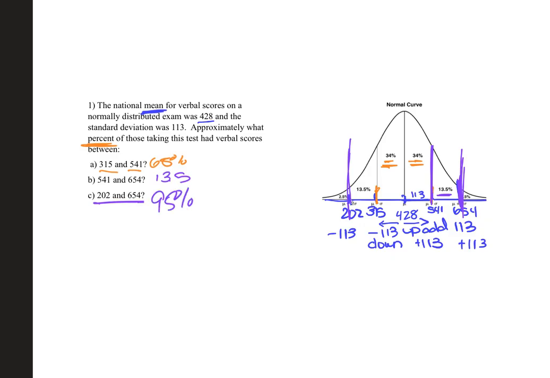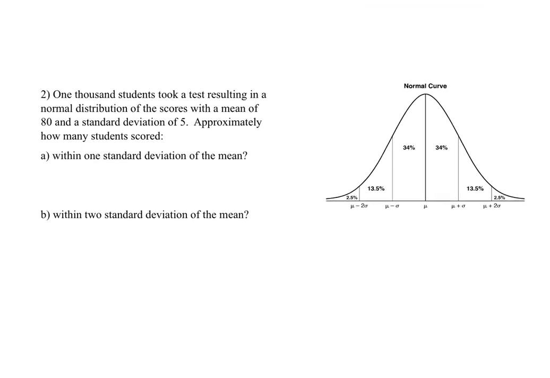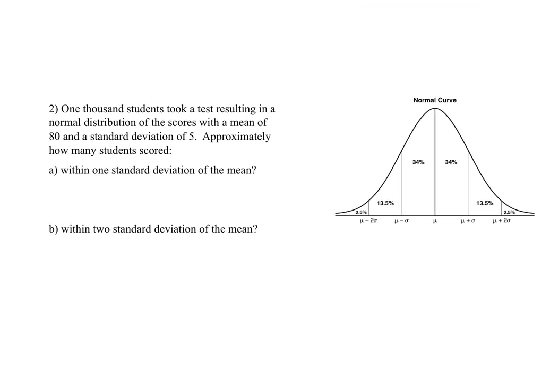Okay, that's kind of how we use this and how it's used. I'm going to make this a little bigger. There we go. All right, so let's set this one up. Same basic idea. So there's 1,000 students. We know how many students, but remember, this is still percentages. They took a test resulting in a normal distribution of the scores with a mean of 80, so the middle score is 80, and a standard deviation of 5, so that's easy. Every 5, I'm going to go up: 85, and this one's 95. Then I'm going to go 75 and 70.